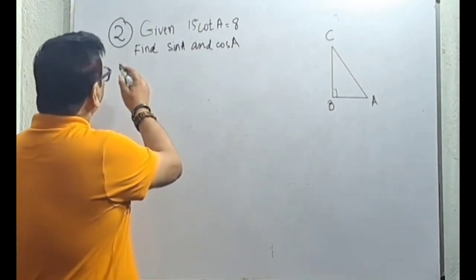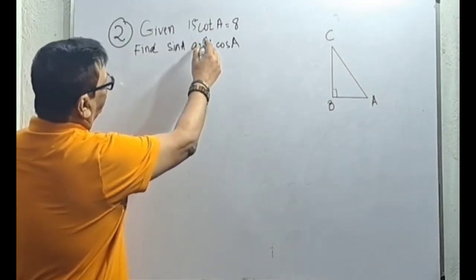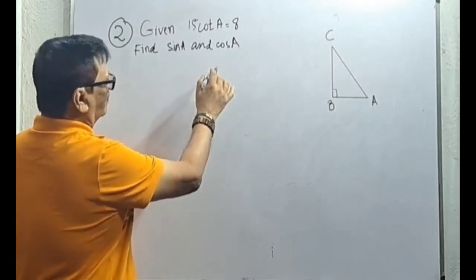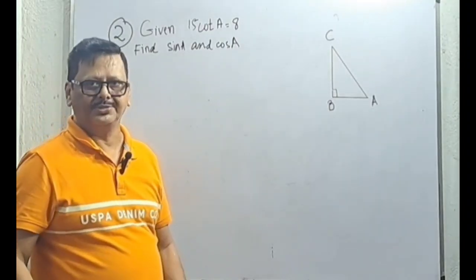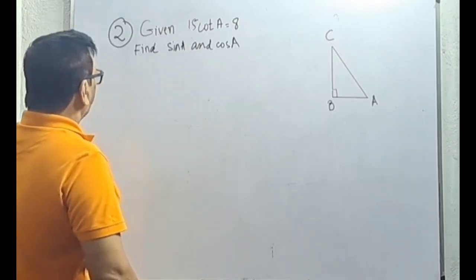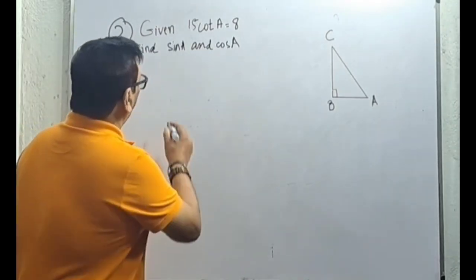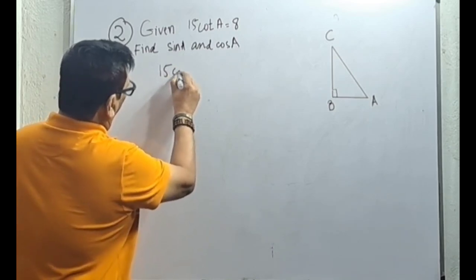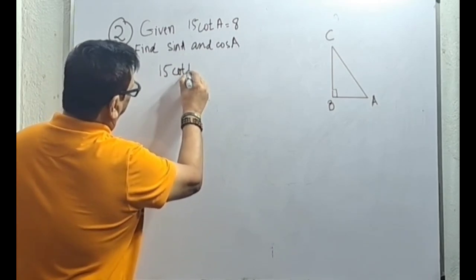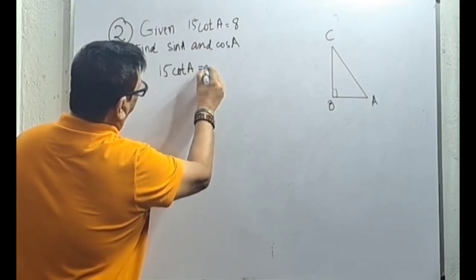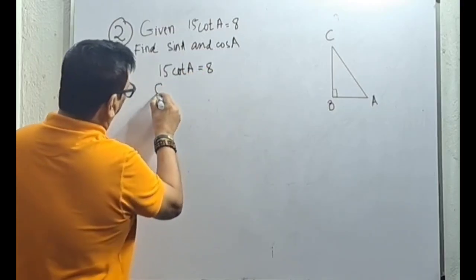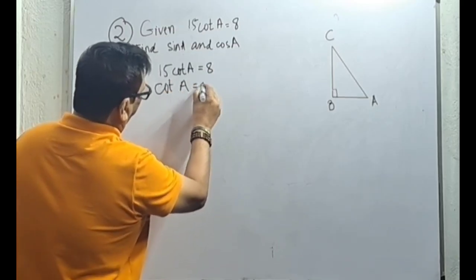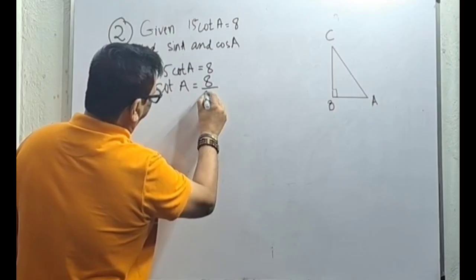Now the question says, given 15 cot A is equal to 8, find sin A and cos A. It's not a monster, looks simple. Let's see. So we'll write 15 cot A is equal to 8. Therefore, cot A is equal to 8 by 15.